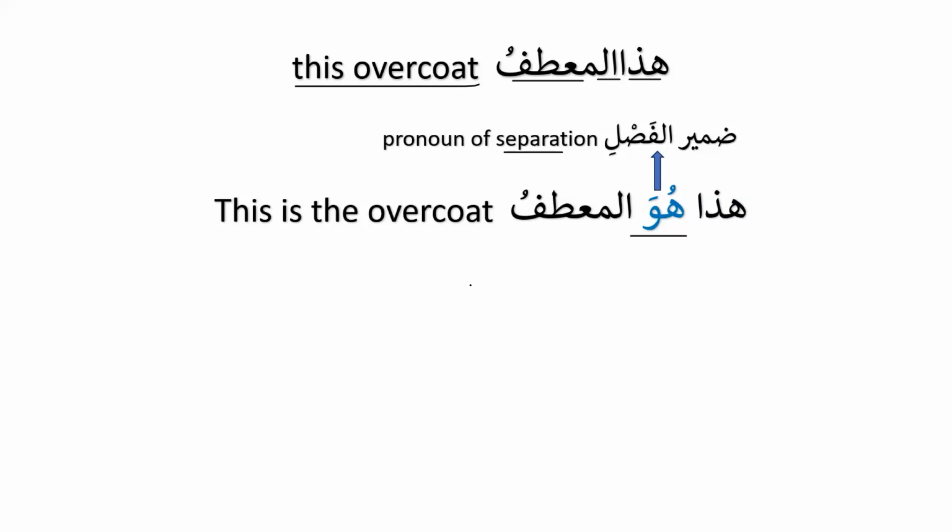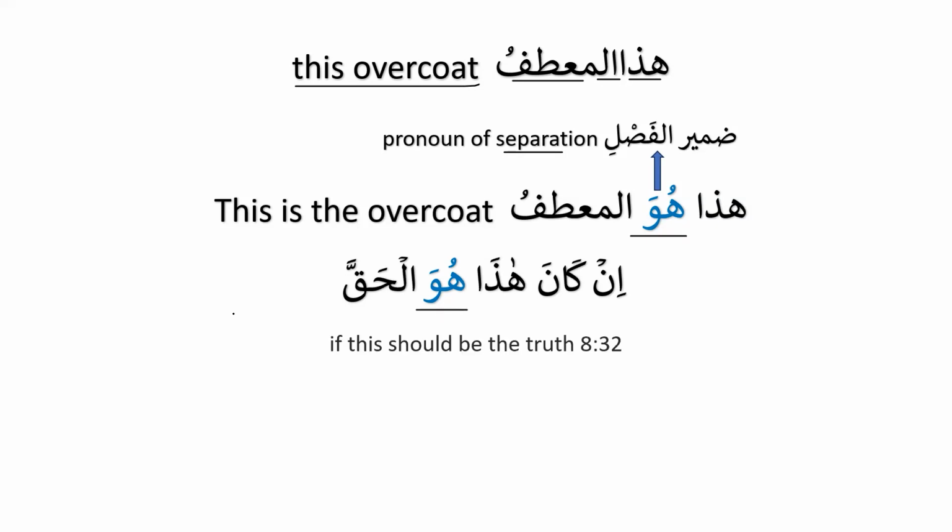Similarly, if you want to have a look at the example from the Quran, for example here, أعوذ بالله من الشيطان الرجيم, إن كان هذا هو الحق. So if you see over here, huwa, and if you look at the translation, if this should be the truth. Whenever you are pointing towards something and you want to make it a complete sentence, if you say هذا الحق, it becomes this truth. But if you say هذا هو الحق, now it becomes a complete sentence.